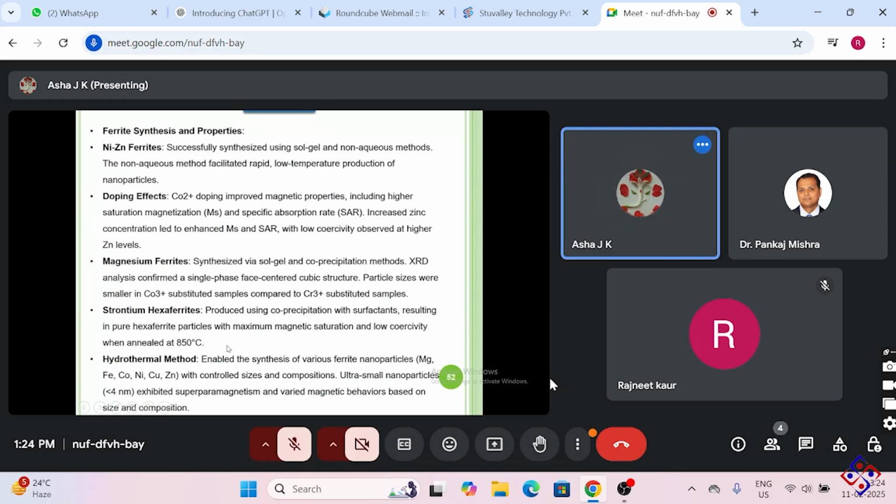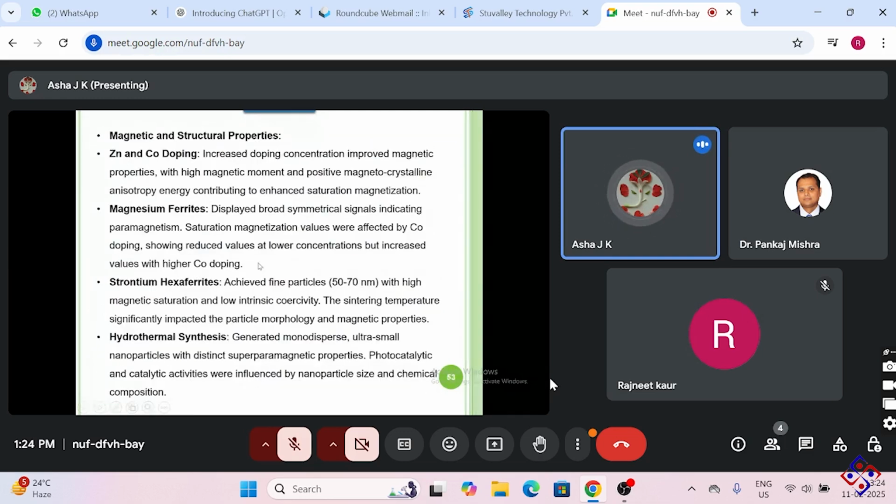and composition. Here, magnetic and structural properties. In the doping process, increased doping concentration improved magnetic properties with high magnetic moment and positive magnetocrystalline anisotropy energy, contributing to enhanced saturation magnetization. Next, magnesium ferrites display broad symmetrical signals indicating paramagnetism. Saturation magnetization values were affected by co-doping, showing reduced values at a low concentration but increased values with a high Co doping.